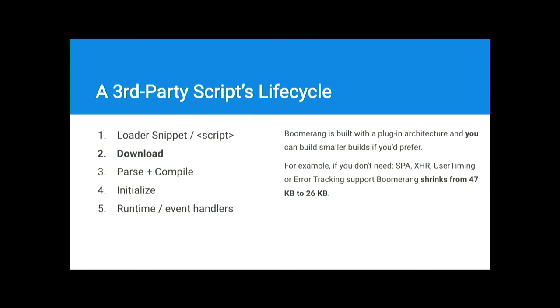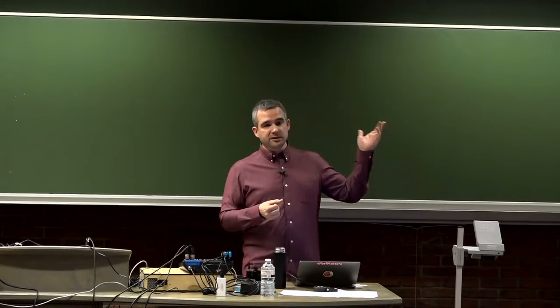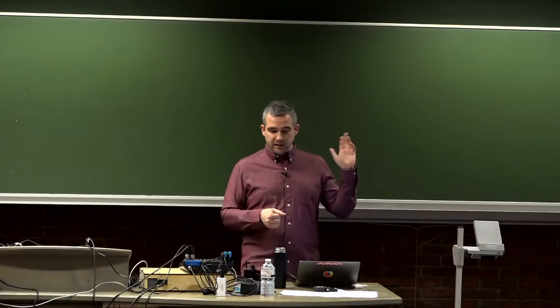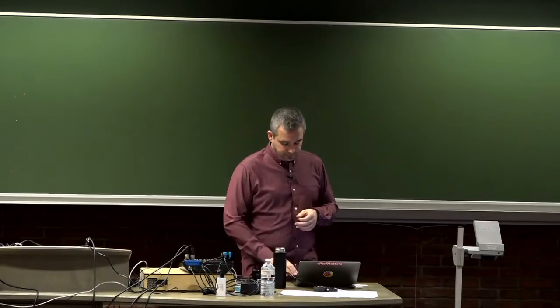Also, I did want to point out that the build that I was talking about is the mPulse specific version of Boomerang, which is a pretty big build for all of our customers. If you're using the open source version of Boomerang, you can choose to build it smaller. We have a plugin architecture, and you can choose which plugins to include or not. So if you don't need single page app support and JavaScript error tracking that we include for mPulse, you could trim it down to about half the size even.